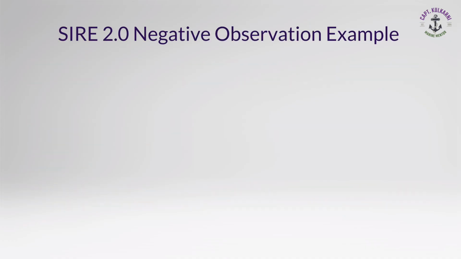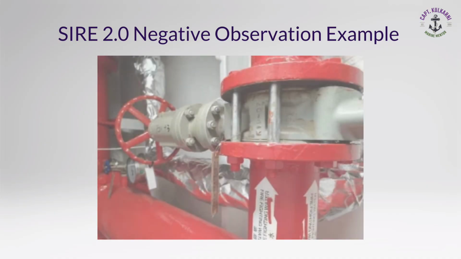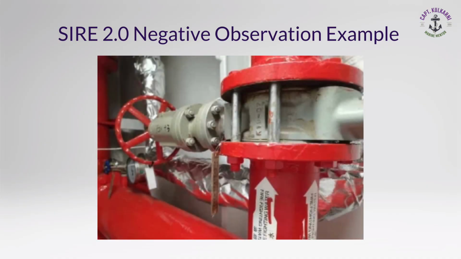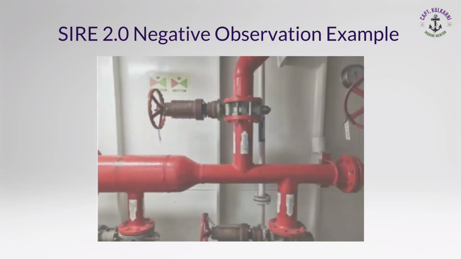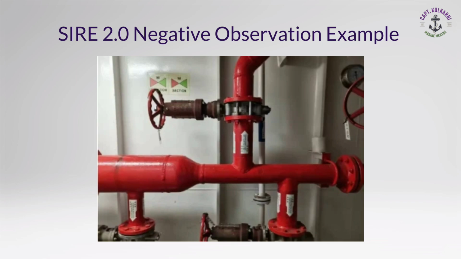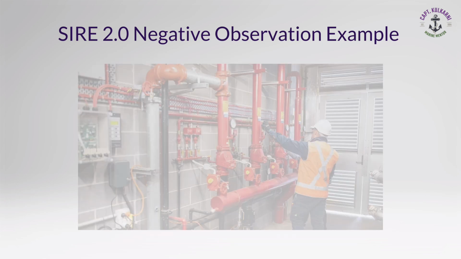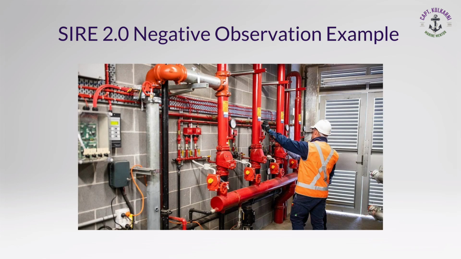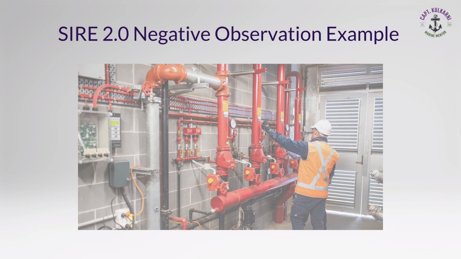Let me give you an example. The inspector who came on board found that the deck foam firefighting system main isolation valve on the main deck was found frozen. Now, how are we going to categorize that?